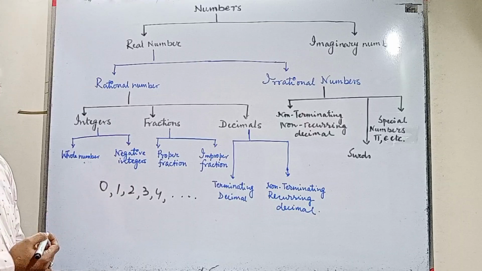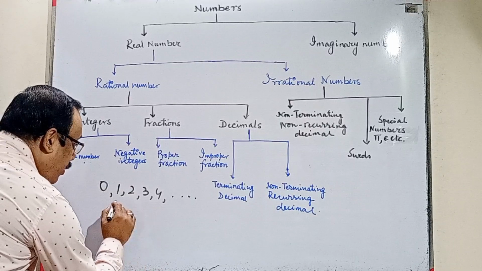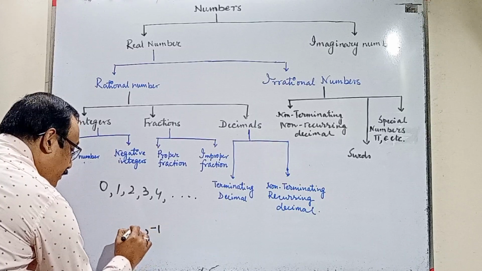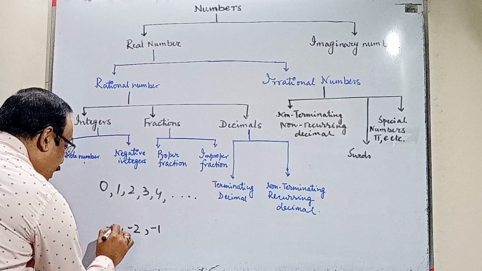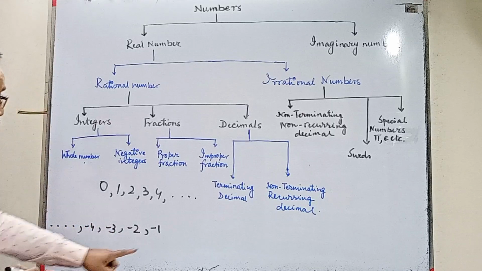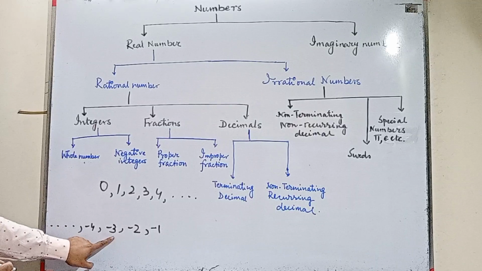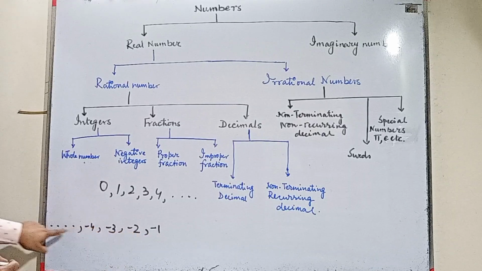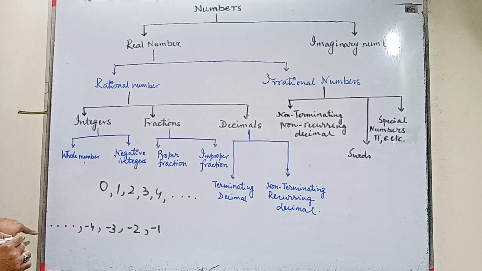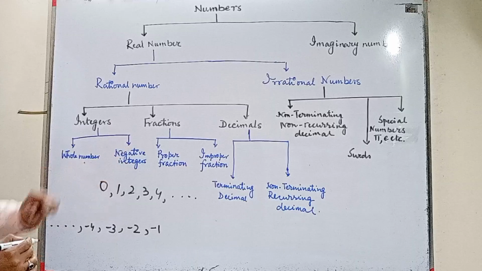Negative integers. What are negative integers? Negative integers means all negative numbers. After 0 comes -1, -2, -3, -4 and so on. So -1 is greater than -2, -2 is greater than -3, -3 is greater than -4. This series goes up to negative infinity. This particular series of numbers is called negative integers.